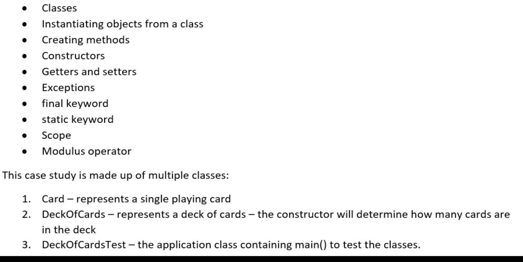The three classes that are in this case study are Card, and the Card class is an object that represents exactly one playing card. Then there is the DeckOfCards object, which of course is an array of cards. In addition, there will be several methods in the DeckOfCards for shuffling and dealing. And then to test these classes, there will be DeckOfCardsTest, and this is the application that will have the main method in it.